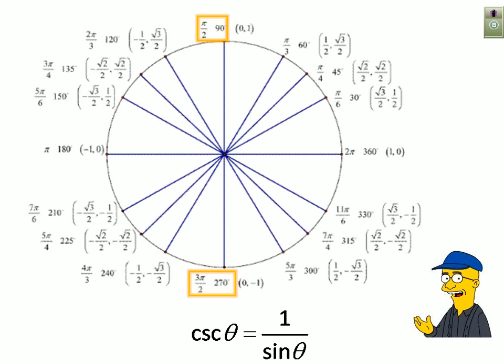Now, for 3 pi over 2 and all coterminal angles, sine equals -1. So cosecant theta equals -1 there. So we remember that. Now also recall that at 0, 2 pi, and pi, all coterminal angles, sine is equal to 0. So cosecant theta would be undefined at those points. In other words, at all multiples of pi, we have cosecant undefined.